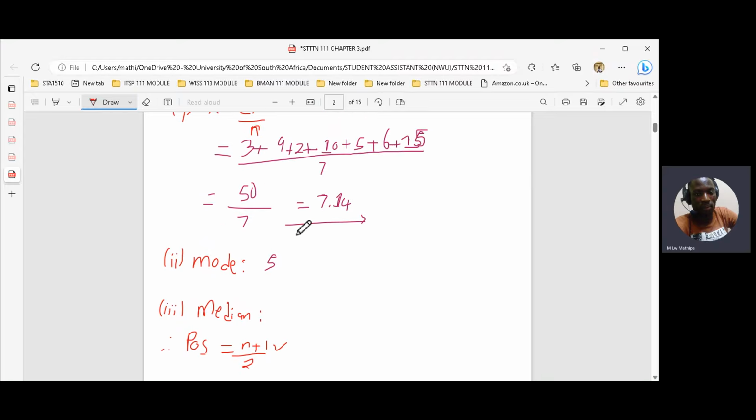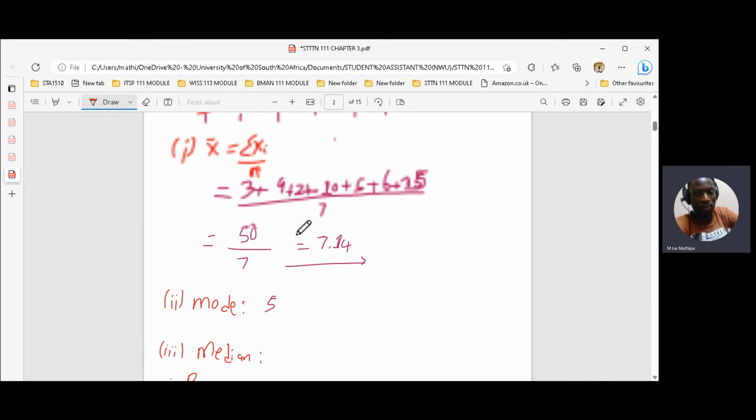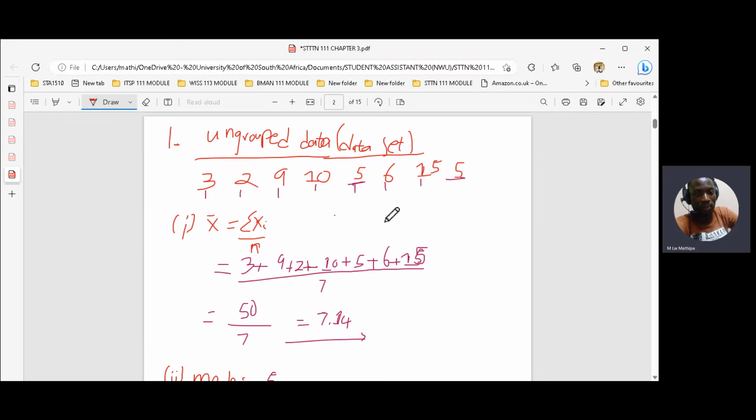Now, the median is the center of the distribution when data is arranged in ascending or descending order, from the smallest to largest. It means that rule number 1, we have to arrange this data in ascending order. We have 3, 2, 9, 10, 5, 6, 15, and 5. Let's arrange it.